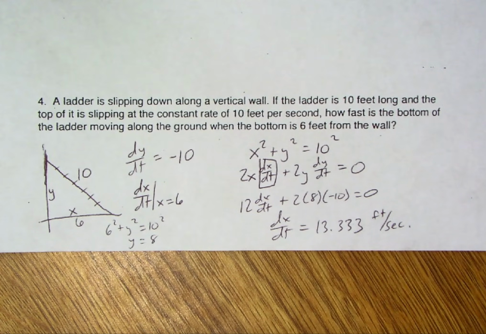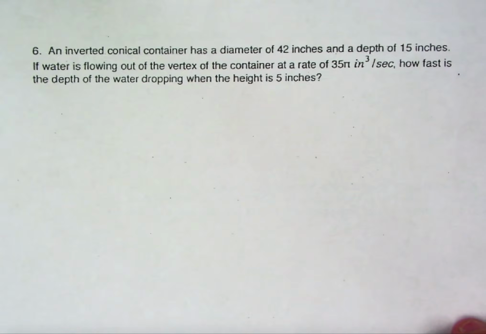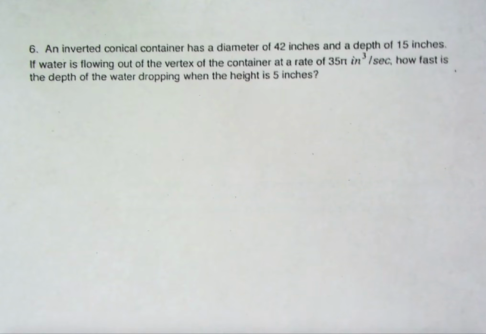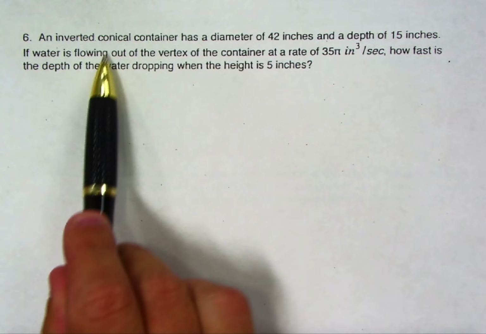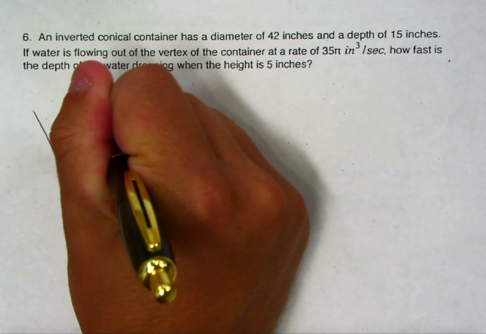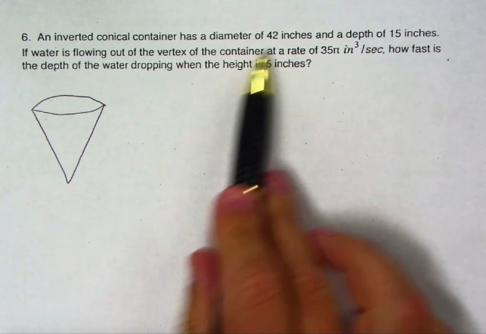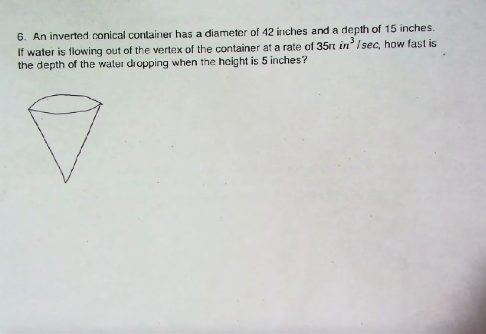All right. The last one we're going to do, because then you'll have some practice on your own, and you'll be able to ask me questions next time as well. So the very last one says we have a cone. All right, we have a cone. Looks like this. Has a diameter of 42 inches. This cone will always have a diameter of 42 inches and a height of 15 inches.